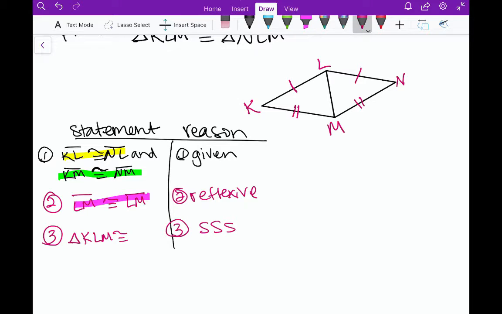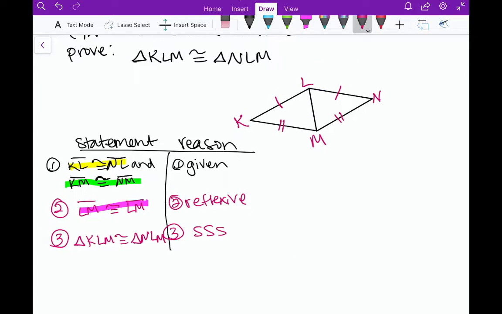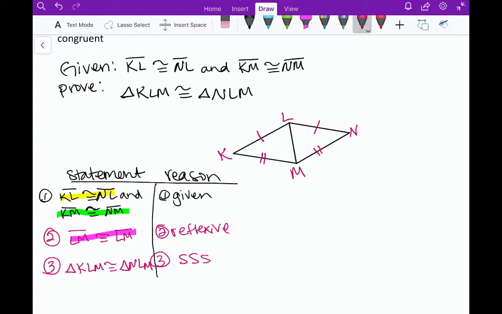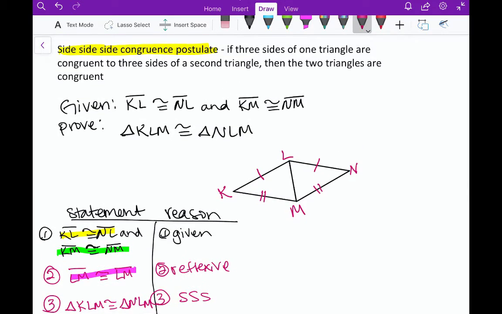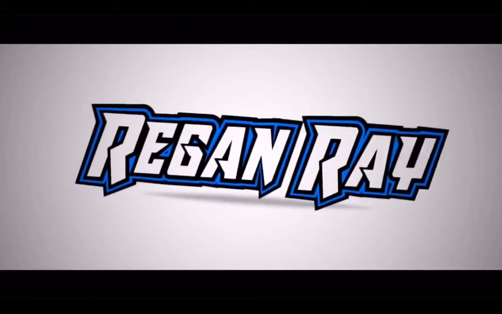And so I need to go in the same order. If I go from K to L to M, that's the side with 1 mark and then the reflexive side. So that means I need to go from N to L to M. So triangle KLM is congruent to triangle NLM by the side, side, side congruence postulate. And just putting SSS would be sufficient there. So when you're looking at a diagram, if you can identify that three sides are congruent to another three sides, then you can say that those two triangles are congruent using this postulate.